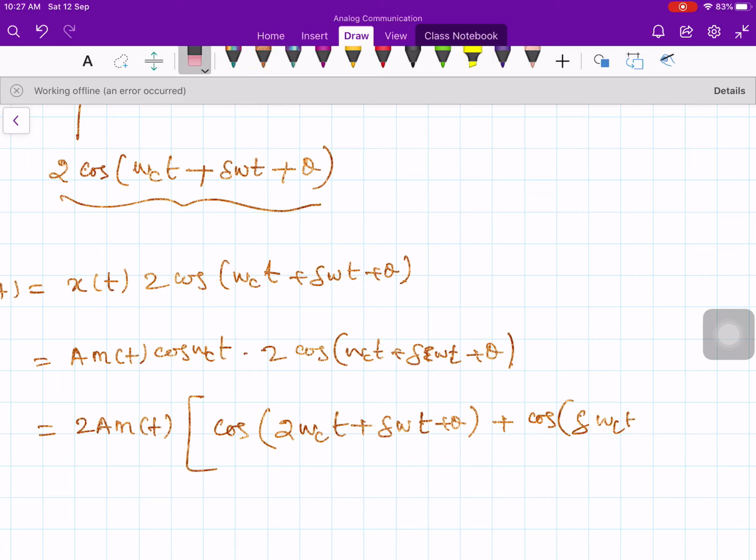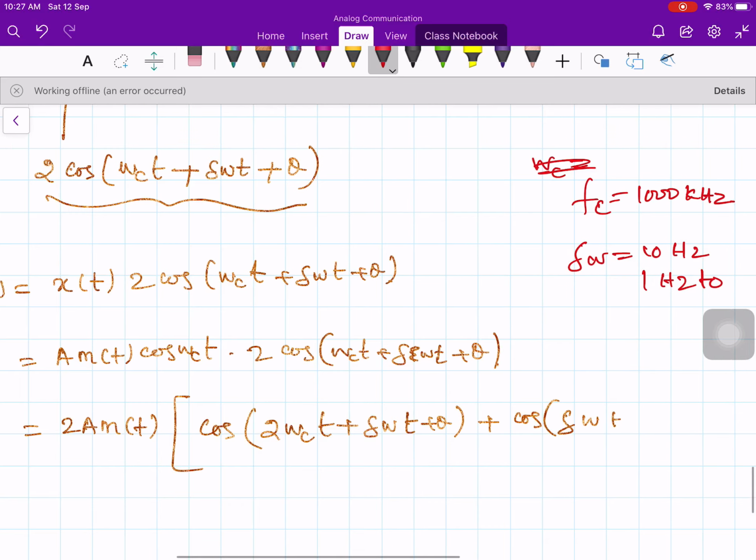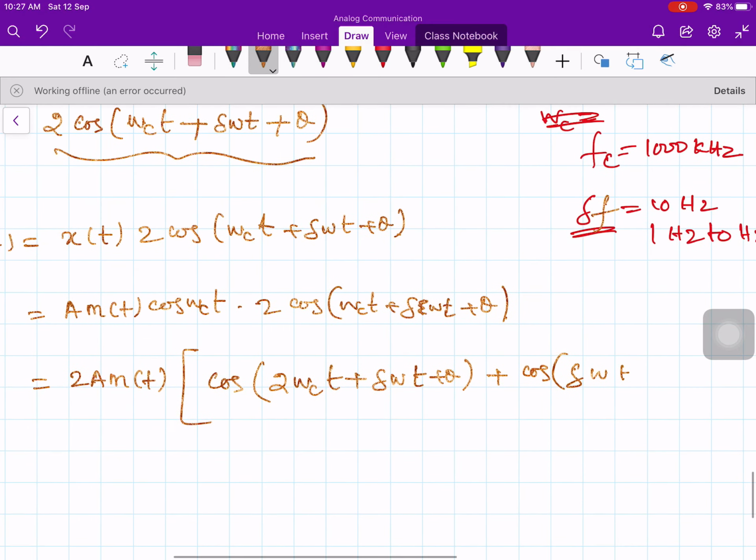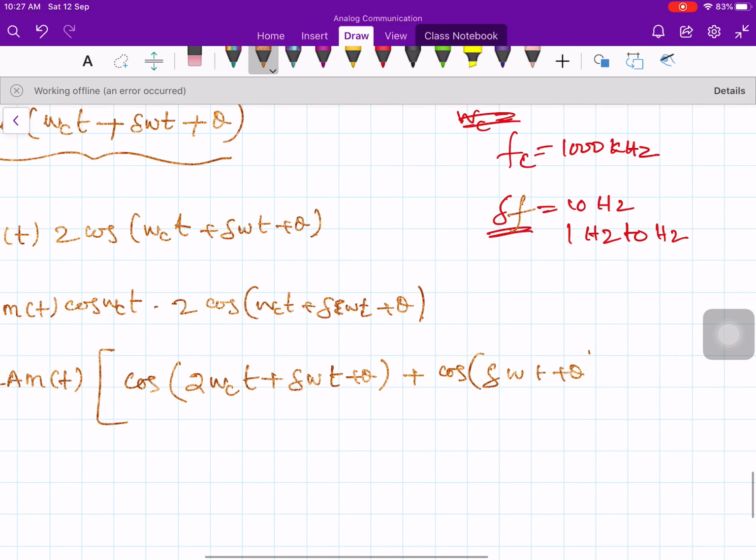This delta omega is very, very low frequency, okay, a small variation. Let's say if omega c is equal to, let us assume the carrier frequency fc equal to 1000 kilohertz, then your delta omega may be some 10 hertz, a very small variation from the carrier frequency, maybe 1 hertz to 10 hertz. I mean it's not delta omega, it is delta f in terms of normal frequency, not angular frequency. Okay, so delta omega t plus theta.